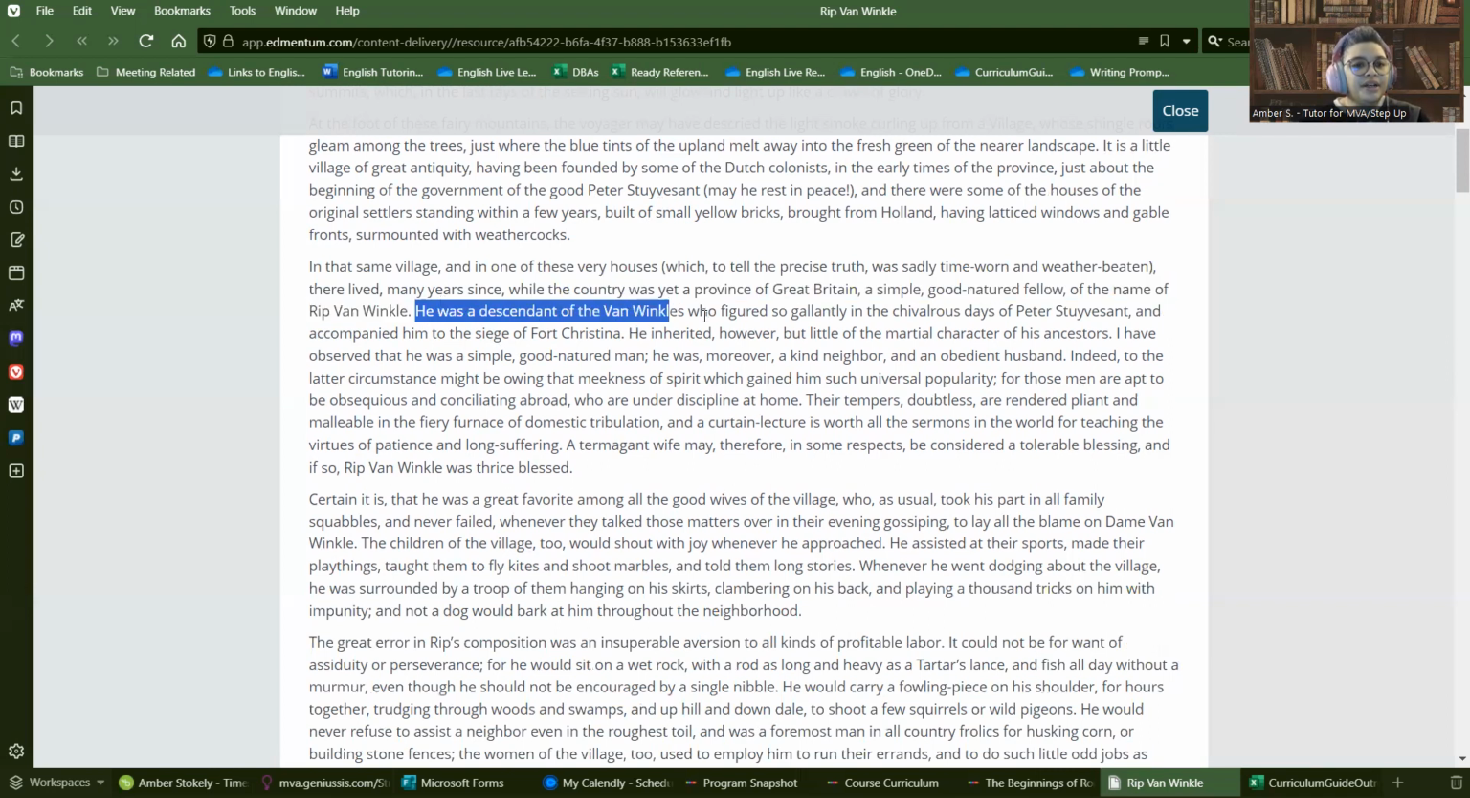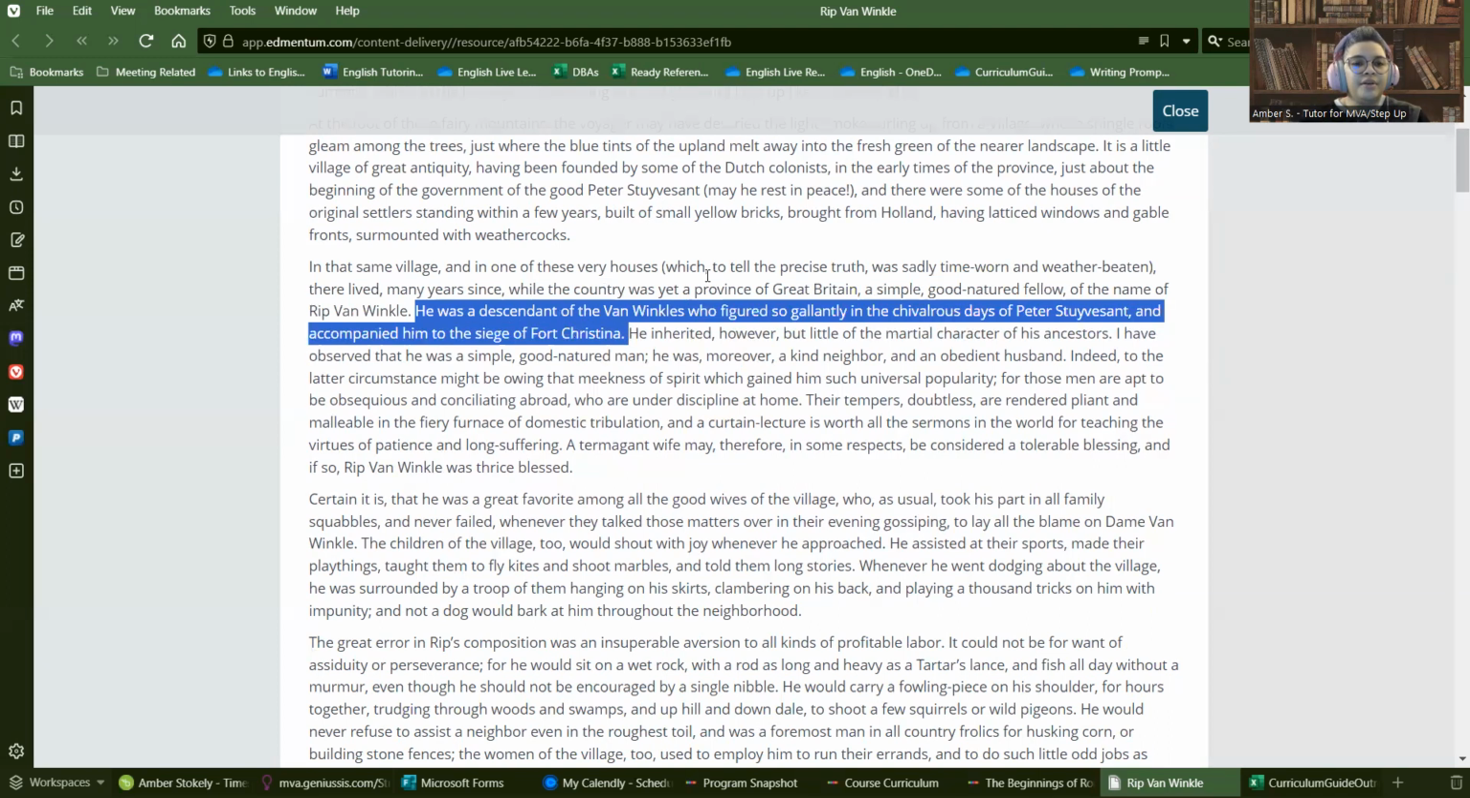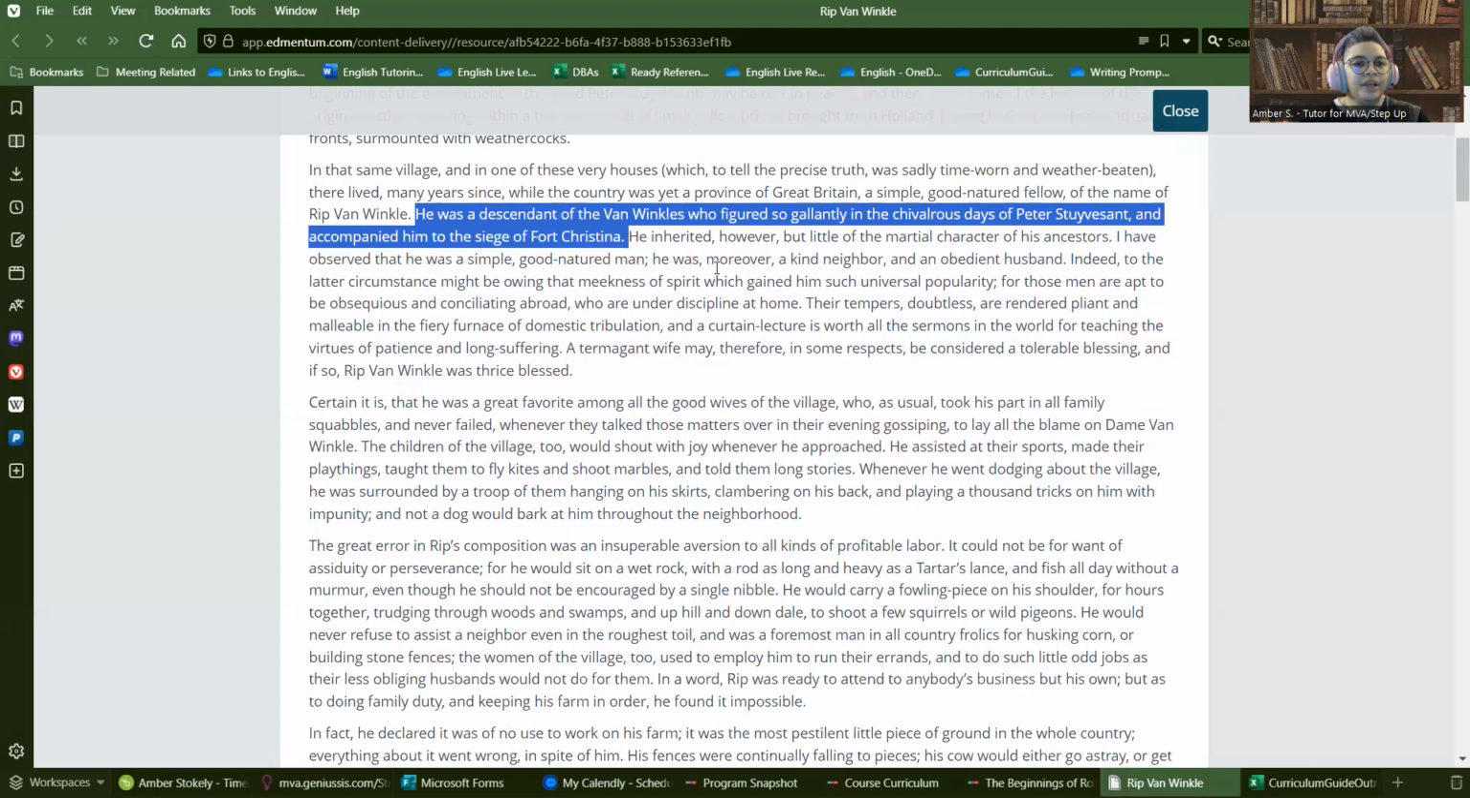He was a descendant of the Van Winkles, who figured so gallantly in the chivalrous days of Peter Stuyvesant, and accompanied him to the siege of Fort Christina. So they're giving you information about his background, his people. So he's descended from people who were around during the days when this village was founded. And it says they accompanied him to a siege.